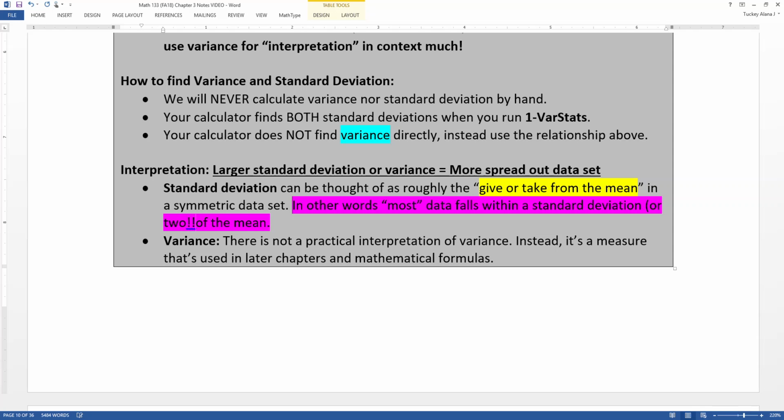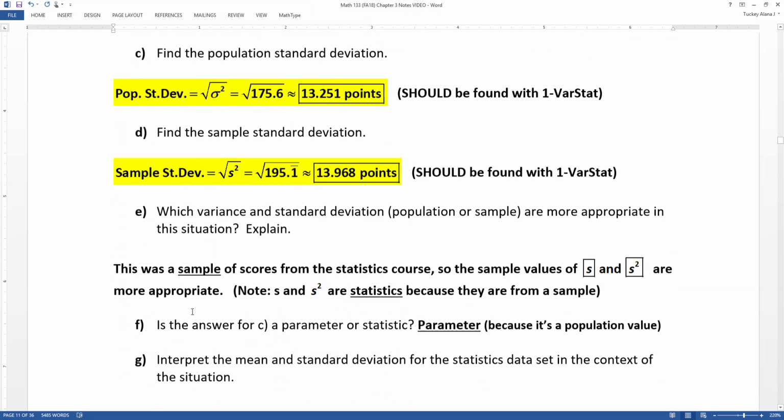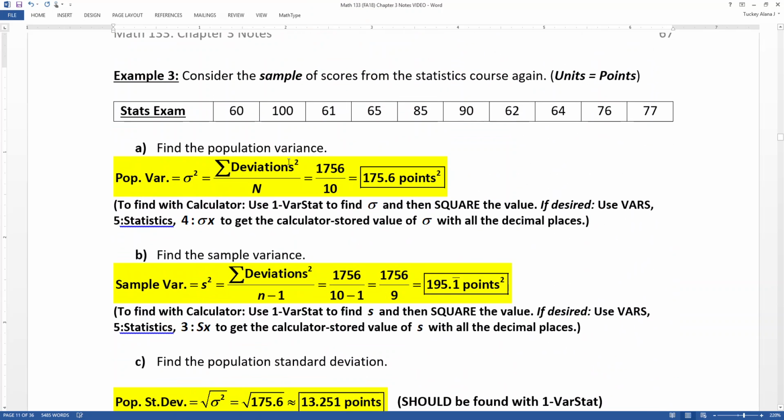We'll get at the "or two" part later, but for our purposes right now, we're going to stick with just a standard deviation of the mean. Okay, so what does that mean for our data set? We have a mean of 74, just a little reminder. The mean on this data set was 74.